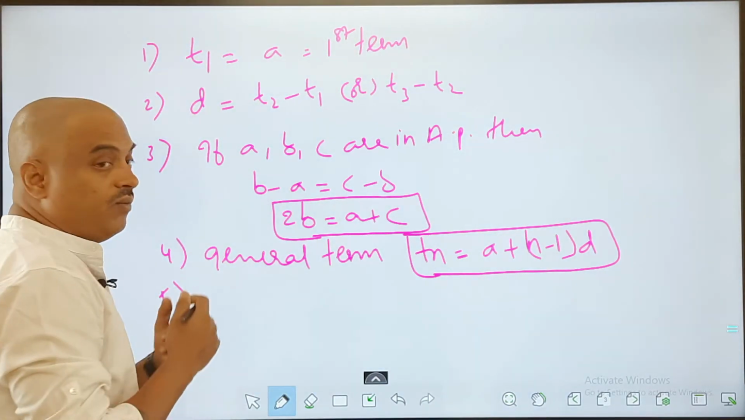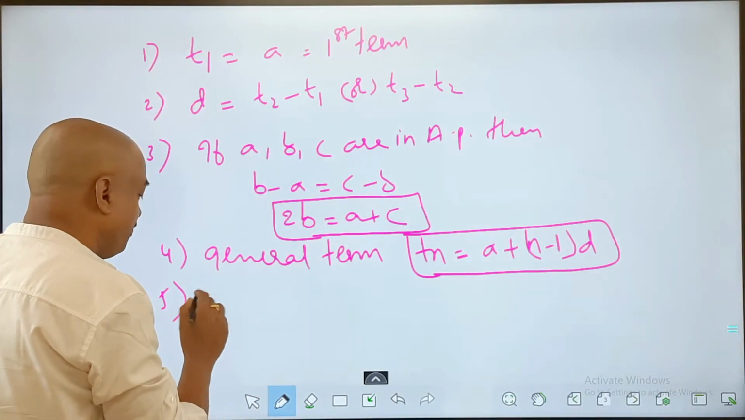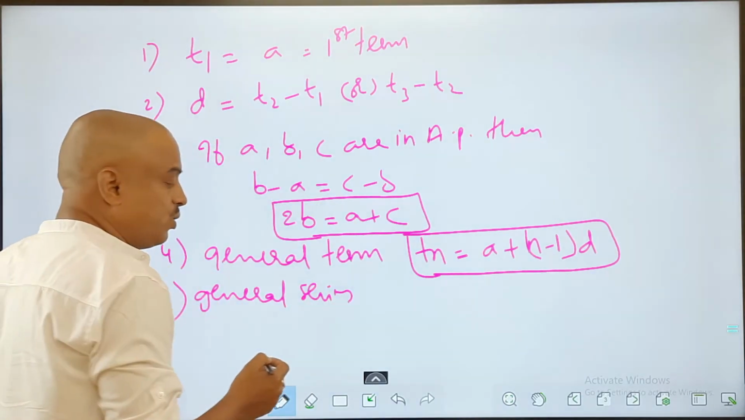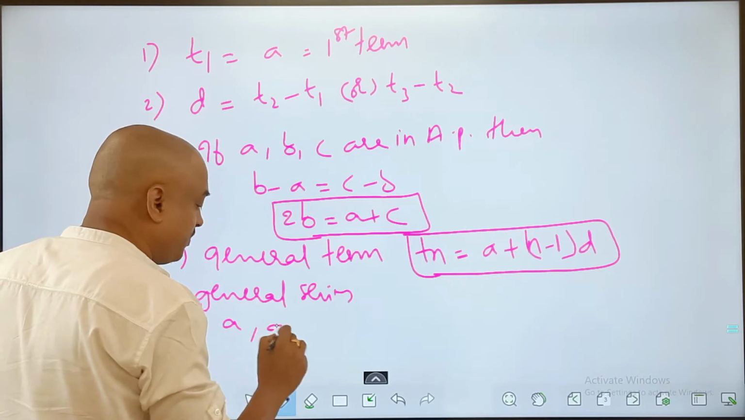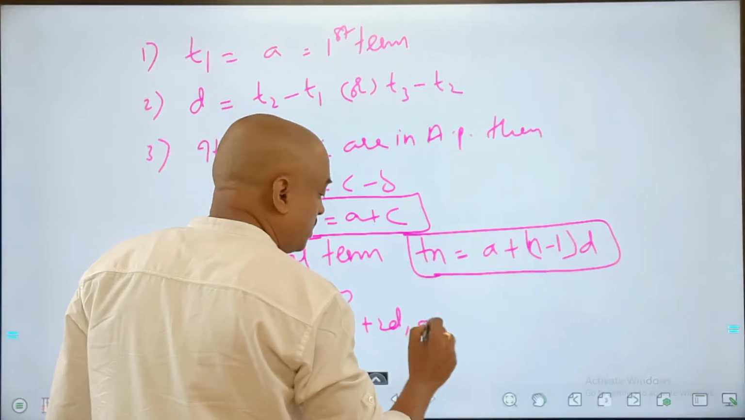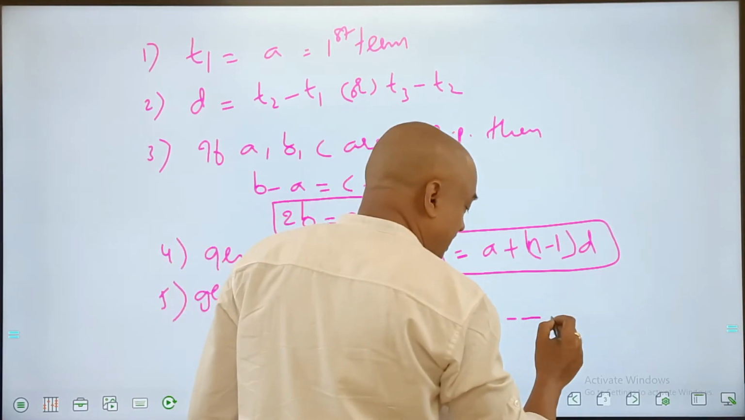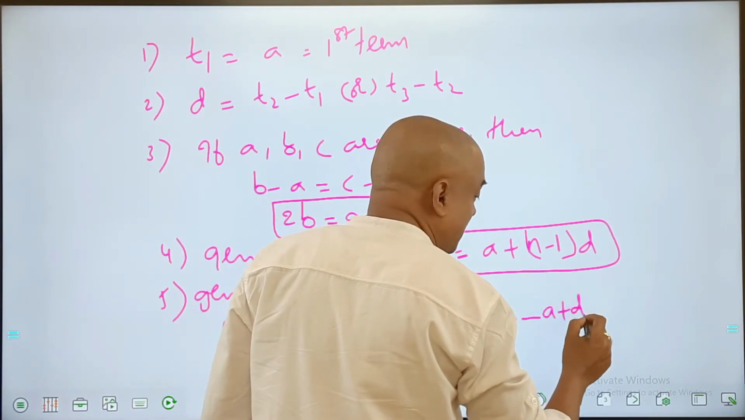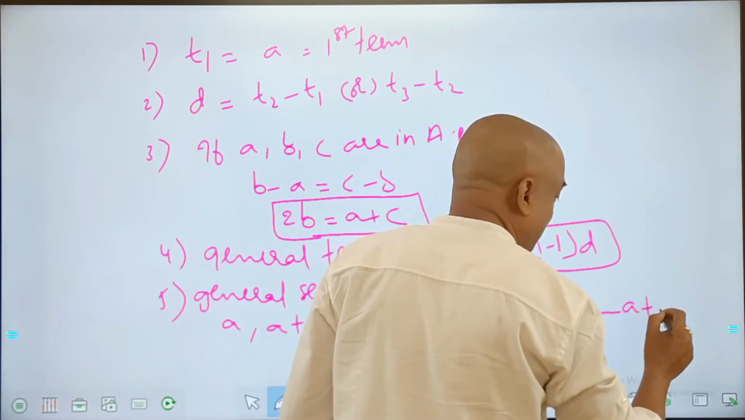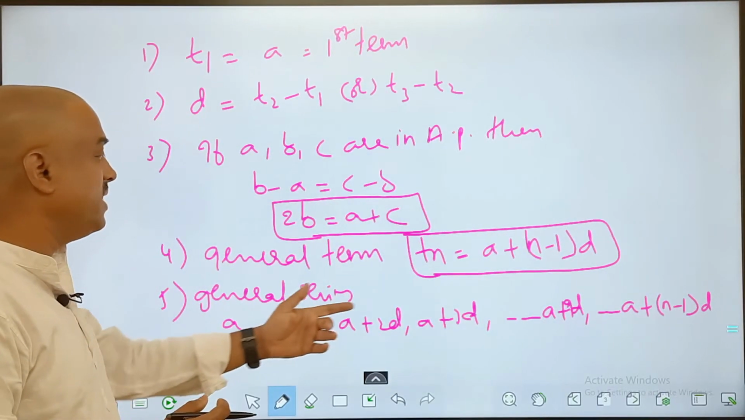The fifth one, friends, is the general series. These are the important points to note down here. A is the first term, the second term will be A plus D, the third term will be A plus 2D, the fourth term is A plus 3D, and so on. Then the 10th term you can call A plus 9D. We can say A plus 9D is the 10th term. And so on, the general term is A plus n minus 1 into D. So this we can call the general series.